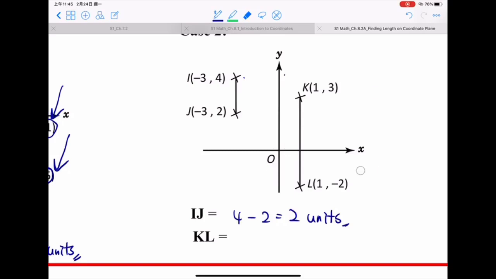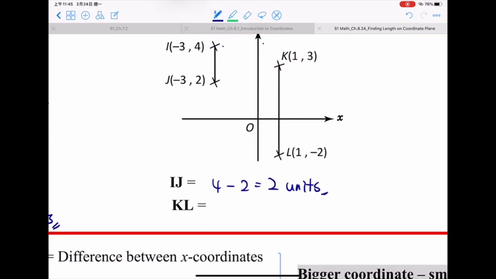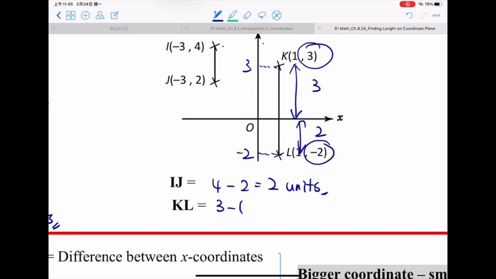And then the last one, which is KL. So this is 3. This is -2. So this one is 3. This one is 2. So the answer is 5. Again, we can use subtraction on the two different coordinates. 3 plus 2, which is 5 units.